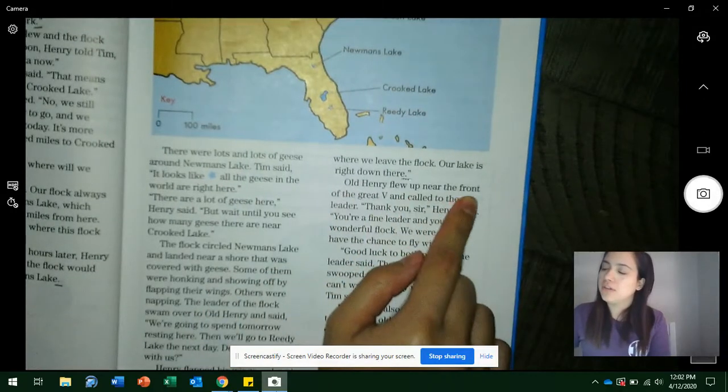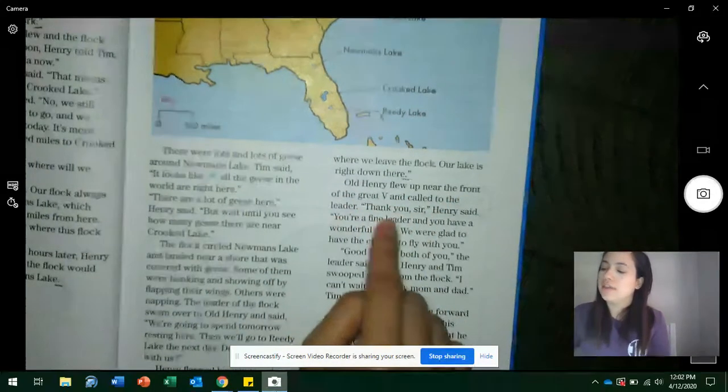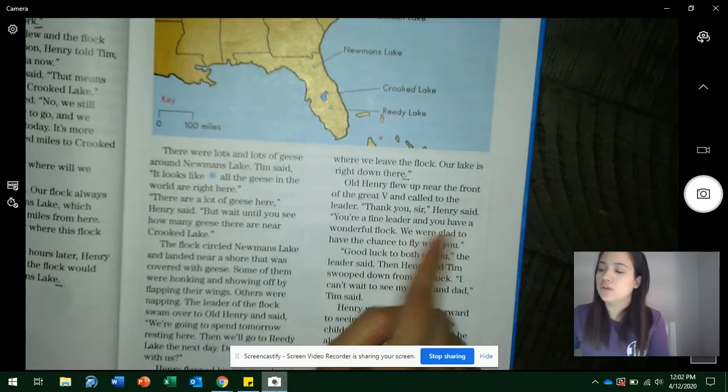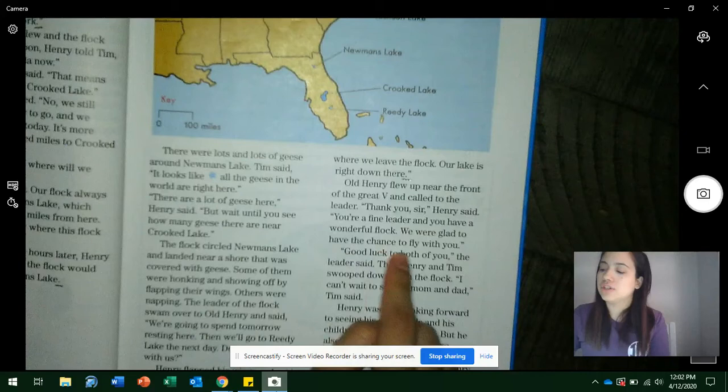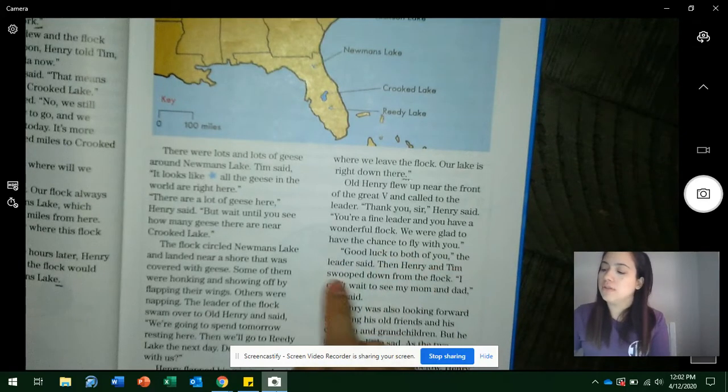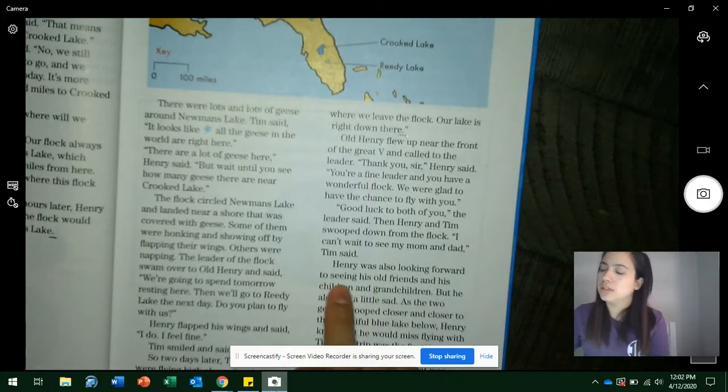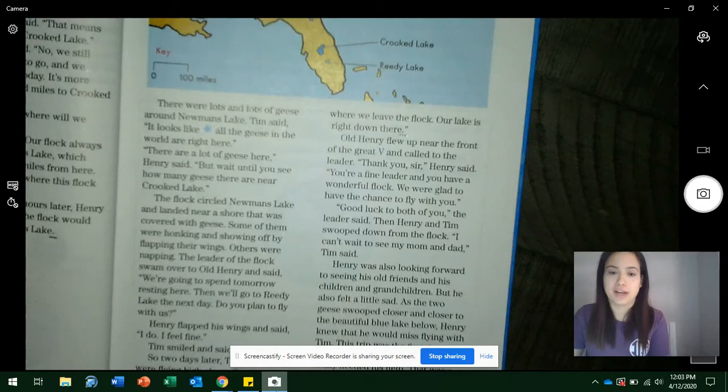Old Henry flew up near the front of the great V and called to the leader. "Thank you, sir," Henry said. "You're a fine leader and you have a wonderful flock. We were glad to have the chance to fly with you." "Good luck to both of you," the leader said. Then Henry and Tim swooped down from the flock. "I can't wait to see my mom and dad," Tim said. Henry was also looking forward to seeing his old friends and his children and grandchildren, but he also felt a little sad. As the two geese swooped closer and closer to the beautiful blue lake below, Henry knew that he would miss flying with Tim. This trip was the first time in years that Henry felt that somebody really needed his help. That was a good feeling for Henry.